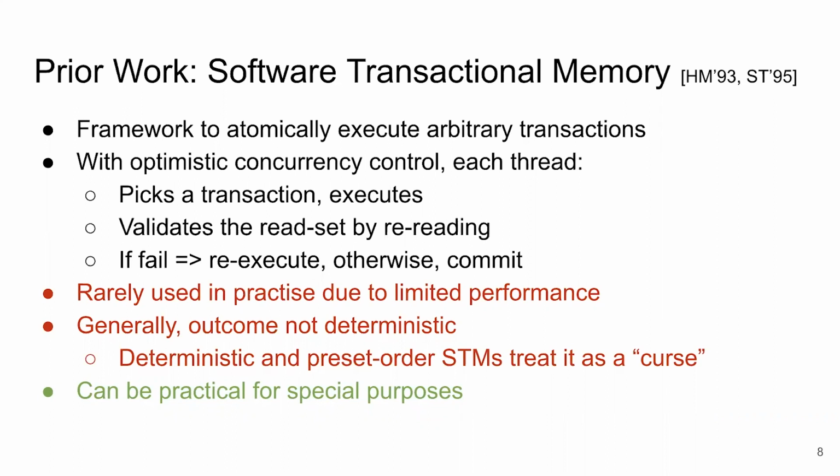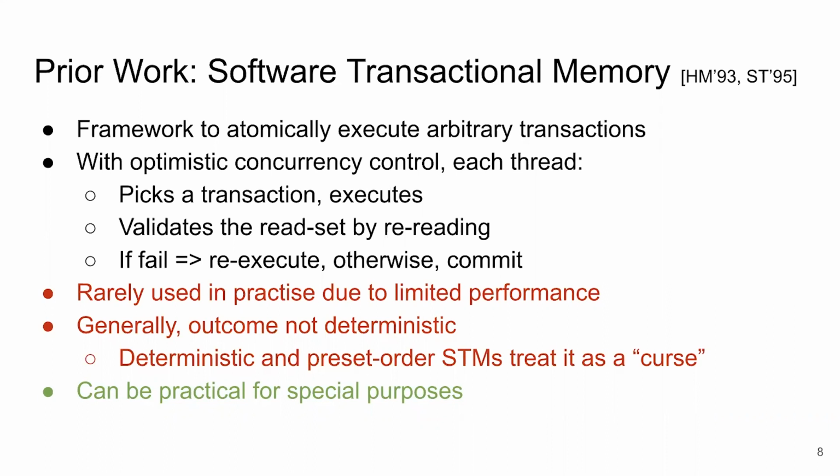But the idea is that if validation fails, it means, well, I tried optimistically, but I didn't get the right input, so I have to discard. It's useless, so I have to do it again. But usually, if you succeed, you can commit. So you say, okay, I can use this execution result.